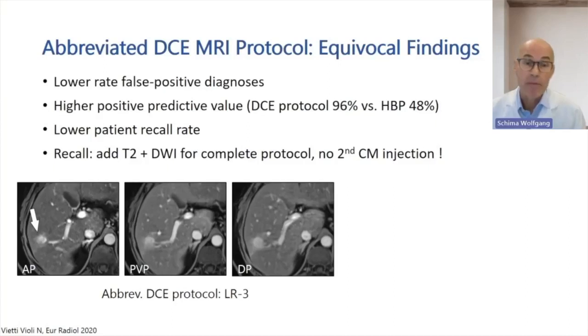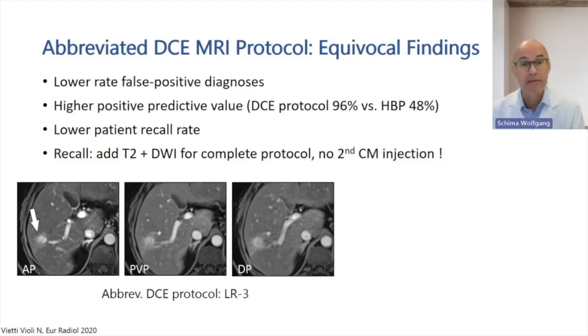But what if that abbreviated DCE protocol shows equivocal findings and you have to bring back the patient? First of all, the false positive diagnosis rate is lower with this protocol, and it has been shown that it has a much higher positive predictive value than the hepatobiliary phase protocol. In a study, it has been shown that the positive predictive value of the DCE protocol is 96% versus 48% with an abbreviated hepatobiliary phase protocol. So you have a lower patient recall rate. And if you have to recall a patient, you would simply add T2s and diffusion to have a complete MRI protocol.